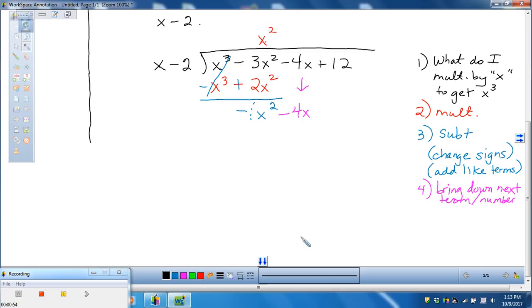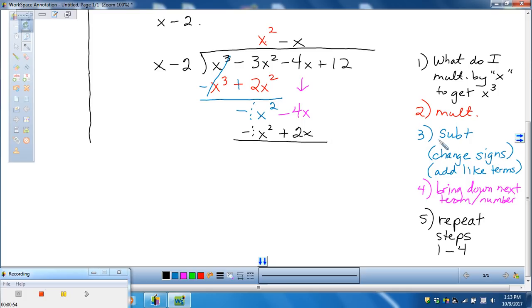So step number 5 is repeat steps 1 through 4. So, what do I need to multiply by x so that I get negative x squared? Well, I need a negative, and x times x will give me that x squared. So negative x times x gives me that negative 1x squared. Negative x times a negative 2 gives me a positive 2x.